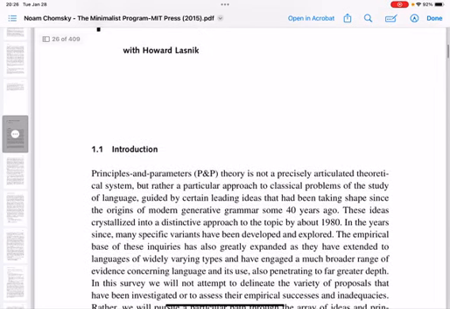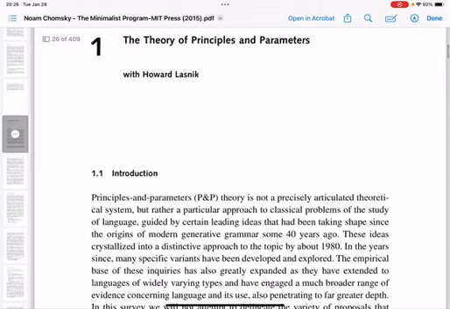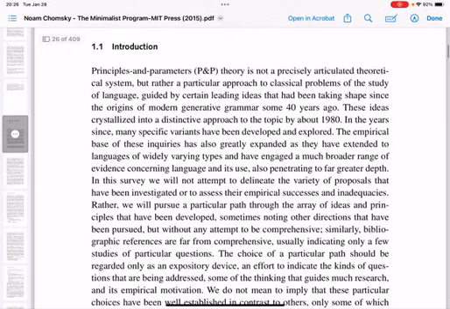What? Why Howard Lasnik? I thought it was all about what Chomsky has to say. Oh, it's just an introduction, I guess. I don't know. Let's read it.